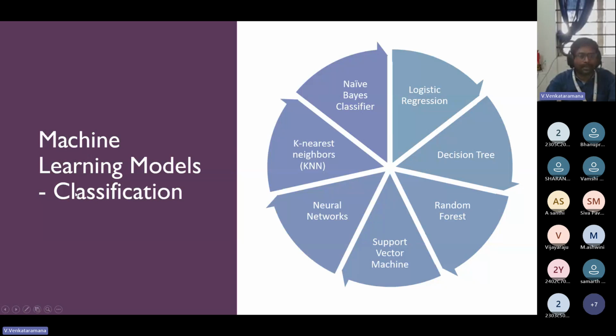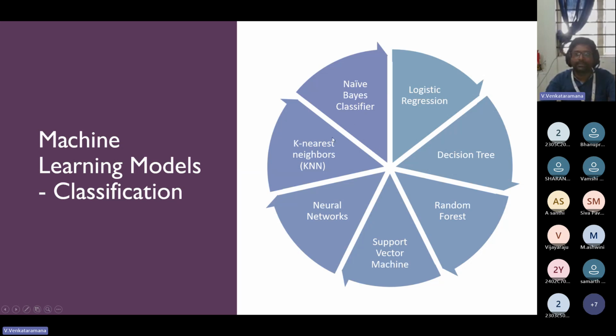Coming to the machine learning models for classification. These are a few of the models. You can see here decision tree, random forest, support vector machine, neural networks, and even KNN can all be useful for regression problems, as well as for the classification problem. Suppose you are working on a classification problem, you can choose all of these models or any of them to find the solution and build the application.